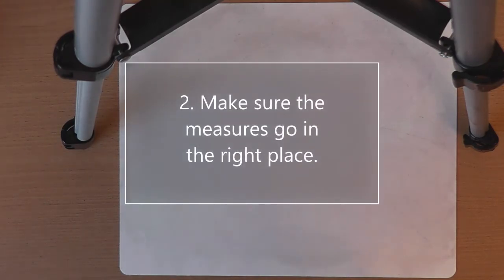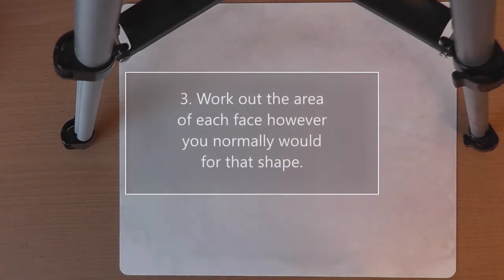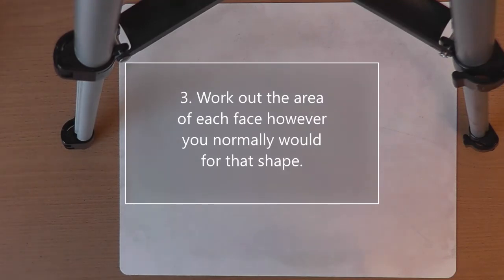It's also important to make sure that we transfer the measures correctly, that we match up the right sides to the right faces. And it's important that we work out the area of each individual face however we normally would for that shape. So if we have a triangular face, we have to make sure that we're working out the area of that triangle the way that we normally would for a triangle. If we're looking at any sort of other shape, we have to make sure that we are working out the area of that face however we would for that shape normally.